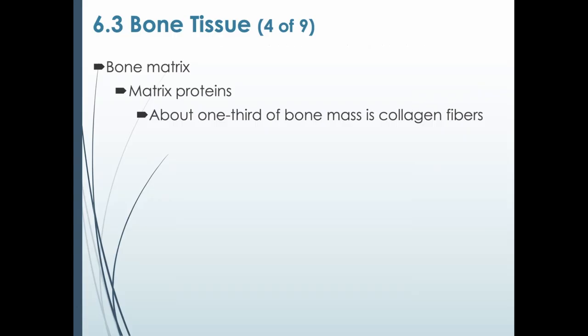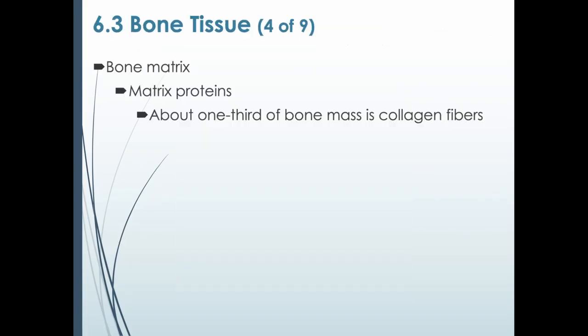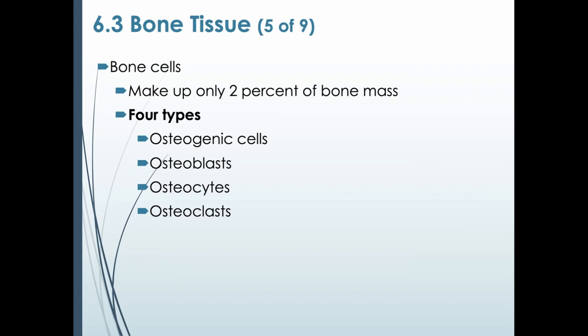The bone matrix is also made up of matrix proteins. I had told you about the collagen and its fibers. Well, collagen is made of proteins. About 1/3 of the bone mass is those collagen fibers. And like I told you, about 2/3 of the bone mass is going to be made up of that calcium phosphate and everything in between for the rest. That's why they give you the abouts. I'm not going to hold you to those numbers in this course.